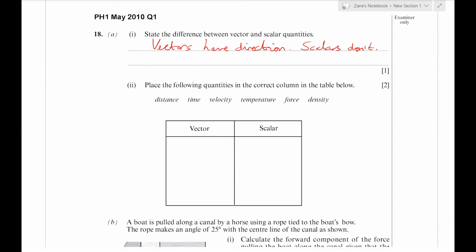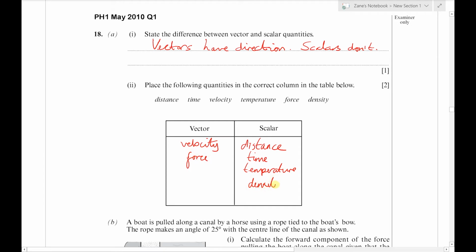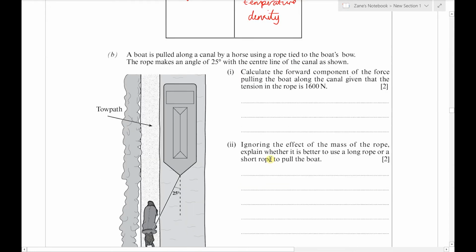Next thing we've got to do is sort a list of quantities into the correct columns of vectors or scalars. Distance is a scalar. The vector equivalent to that is displacement. Time is also a scalar. Velocity is a vector. Temperature is a scalar. Force is a vector. And density is also a scalar. So easy enough.